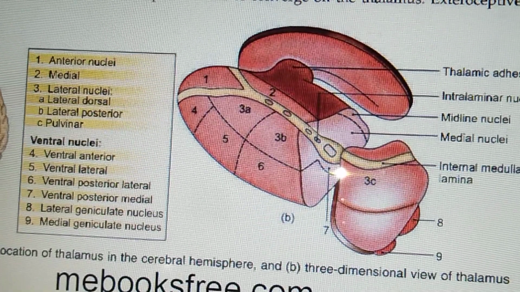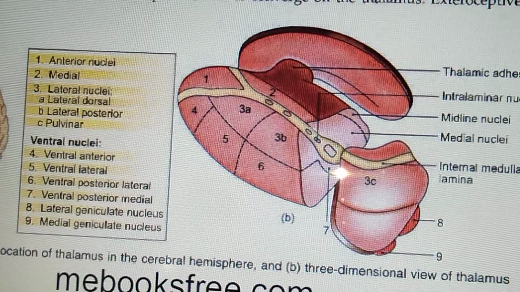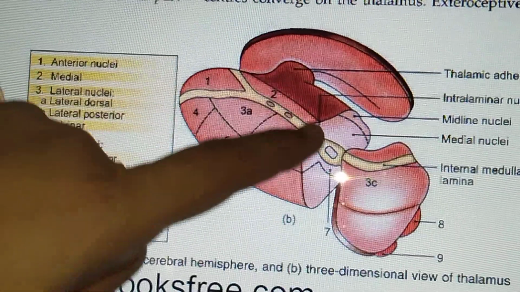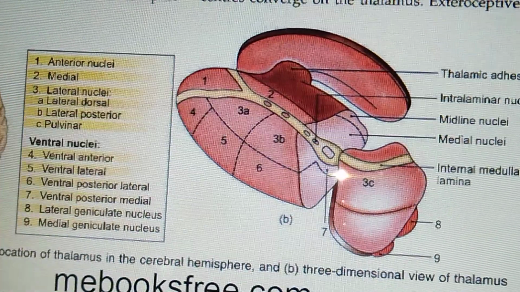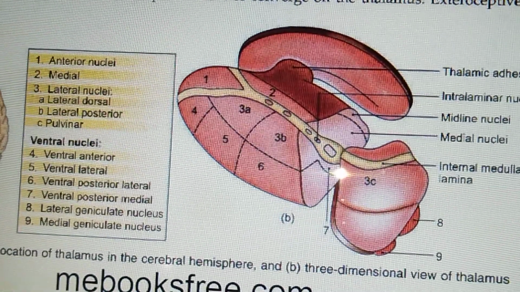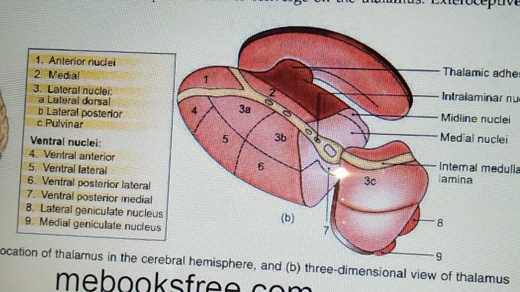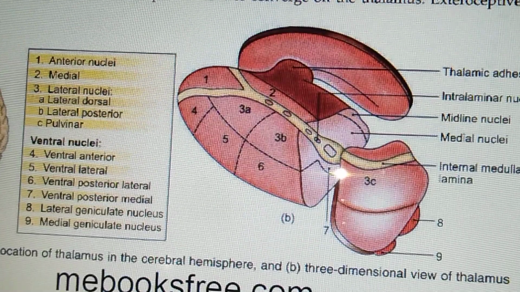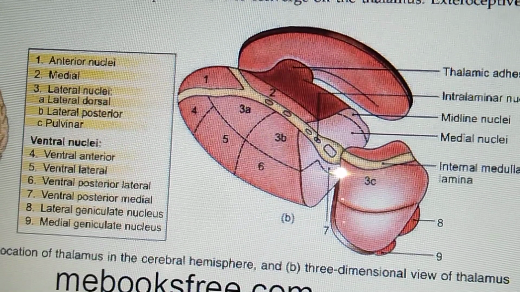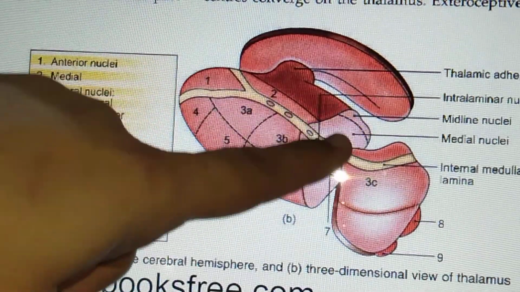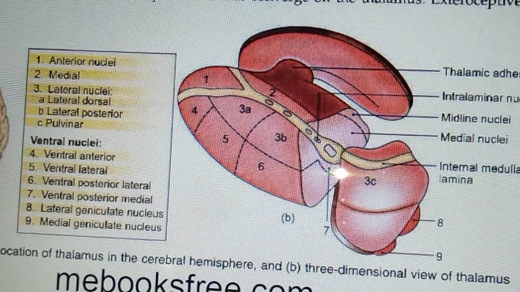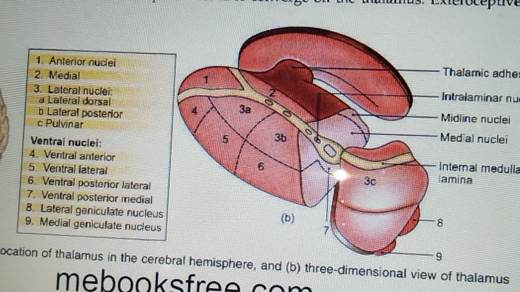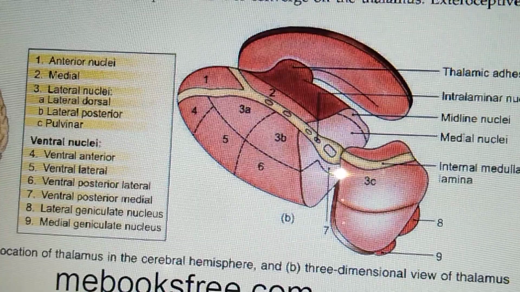Next is intralaminar nuclei. It includes the centromedian. Here you can see the centromedian nuclei are shown, right? They are in the lamina. In the internal medullary lamina, there are nuclei. So they are called the intralaminar nuclei. There is the centromedian nucleus that is located in the internal medullary lamina. Then you can see these midline nuclei, right? These are the midline nuclei, and they are the periventricular gray on the medial surface, and the reticular nuclei on the lateral surface are also present.